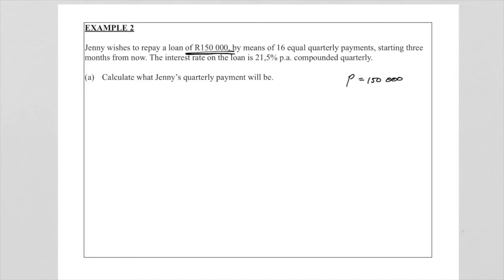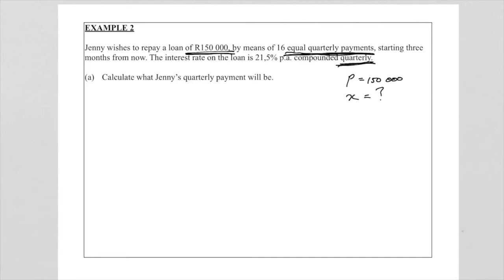So let's see what they want in this first part of this question. She wants to repay this loan by means of 16 equal quarterly payments. Now guys, this is important to remember, that they say quarterly payments starting 3 months from now, and that sometimes confuses people. The interest rate on the loan is 21.5% per annum, compounded quarterly. So you notice the payments are quarterly, the interest is compounded quarterly, and that's what we said right from the start with annuities. They must always be the same. So the question is, calculate what Jenny's quarterly payment will be.